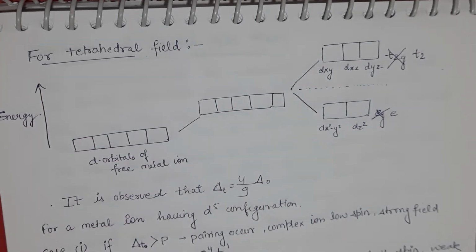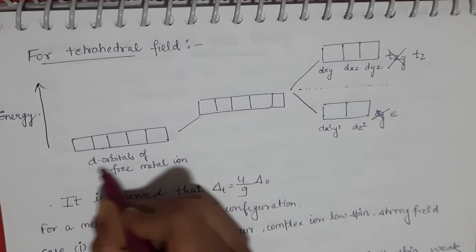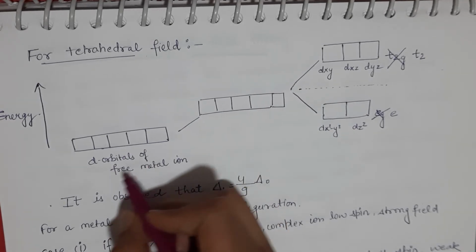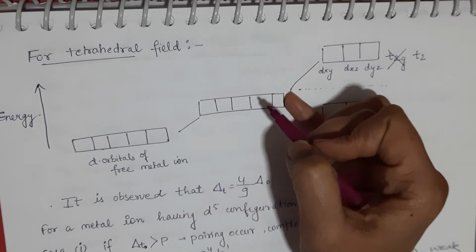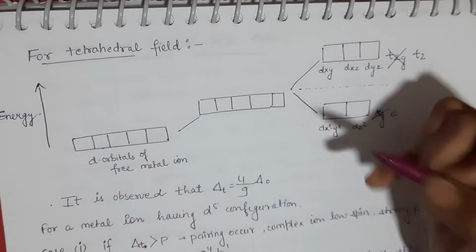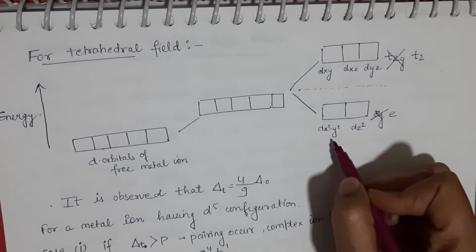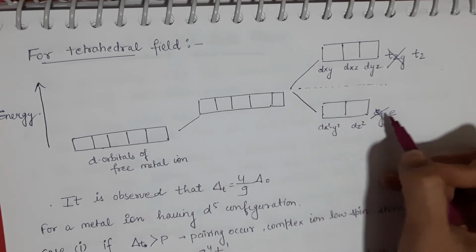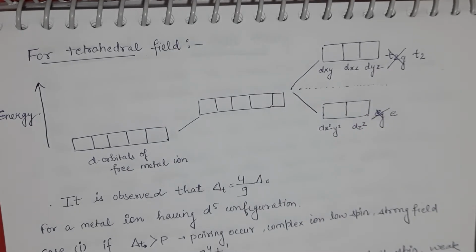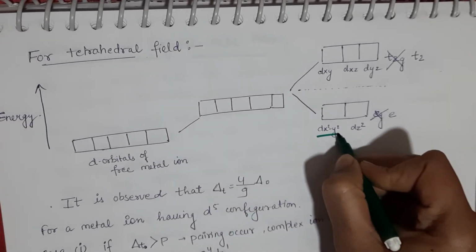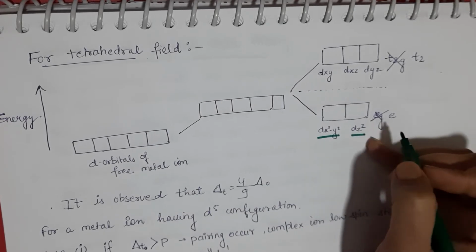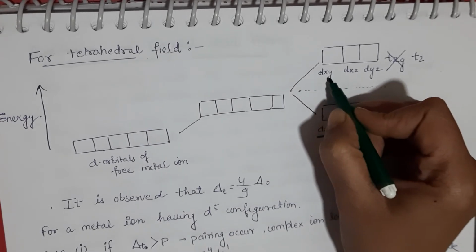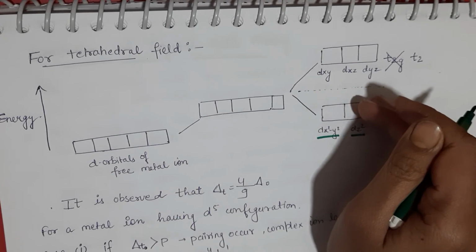In tetrahedral, what happens? Same as it's a d orbital free metal ion, it's a free metal, and when ligand approaches, it acquires a little bit higher energy. It's a higher energy, and then it splits into two. But in this case, there is an opposite kind of thing you can see here. In this, the dx square minus y square and dz square attain lower energy as compared to these three. This is a reverse case of octahedral.